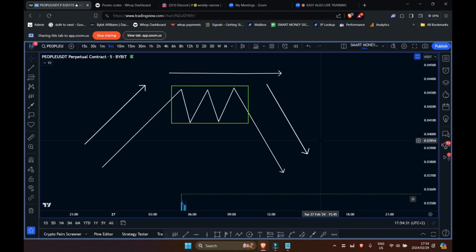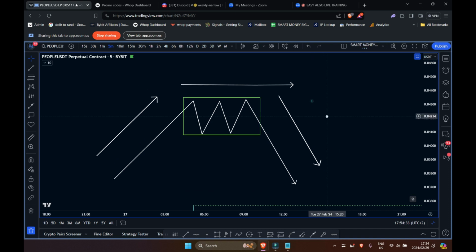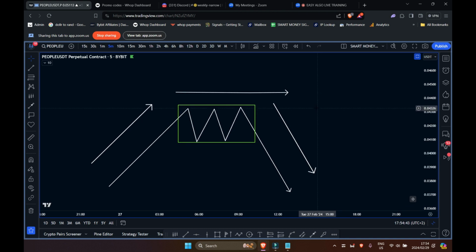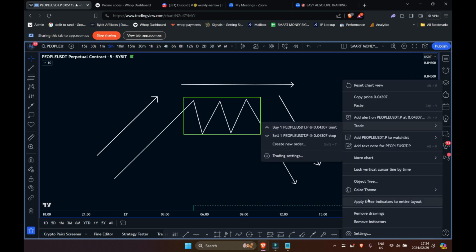This is a reversal. So the previous one I showed you was a continuation. This is a reversal. It goes up and then it goes down. So this is a reversal trade. Those are the basic two that we look for: continuation up or reversals down, or continuations down or reversals up. So it's good to know that this is what price does.